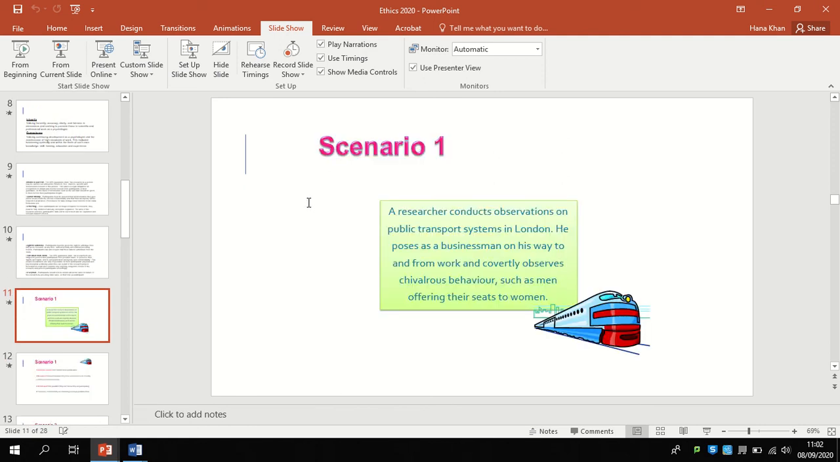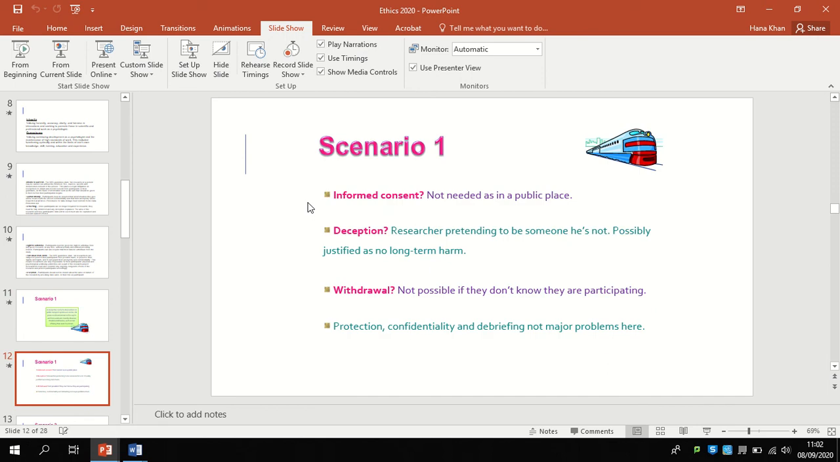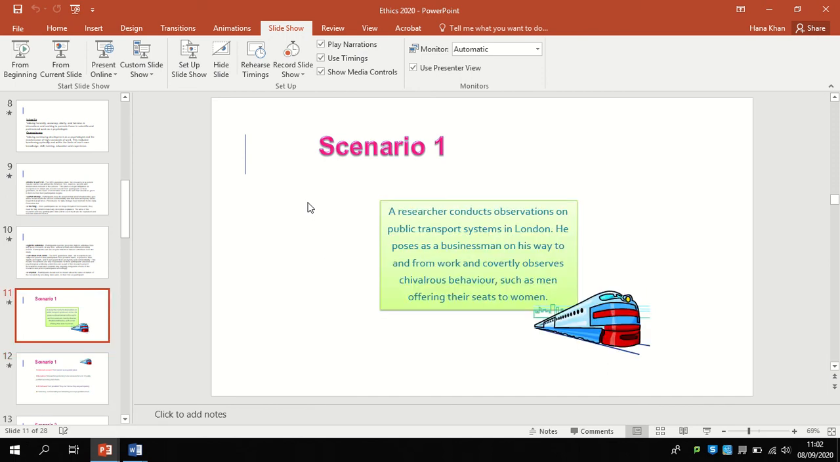So there's a couple of scenarios here. What I'd like you to do is have a look at the scenario. So for example, this one says a researcher conducts observations on public transport systems in London. He poses as a businessman on his way to and from work, and covertly, which means secretly, observes chivalrous behaviour such as men offering their seats to women. Is there any ethical issues that you think may be kind of a problem here?